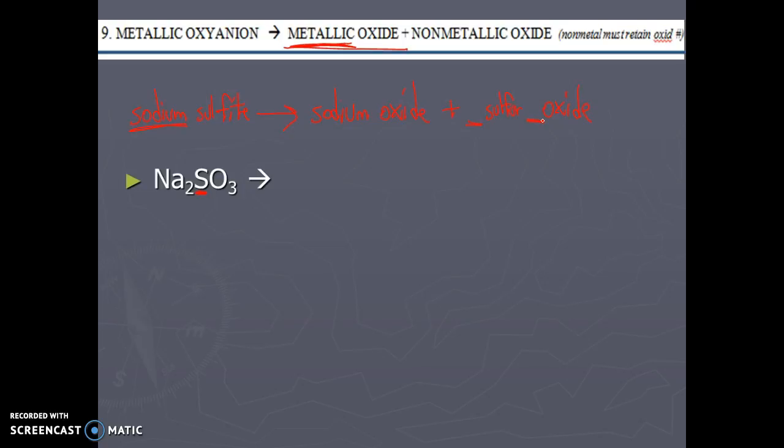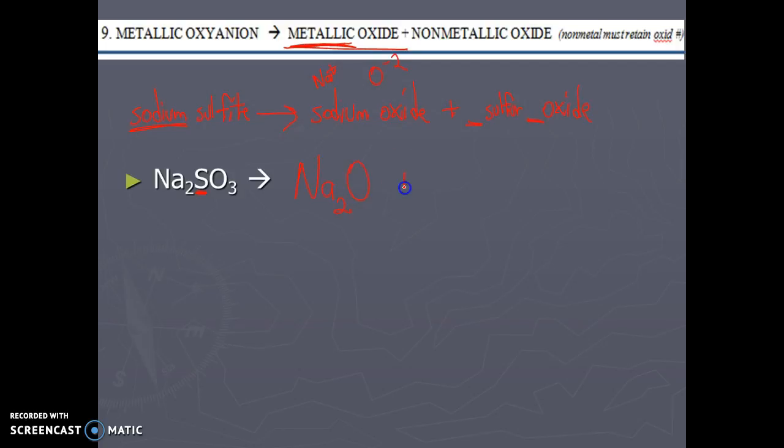So let's look at our formulas here. Okay, so sodium oxide, well, sodium is Na+1, oxide is -2, so that's ionic. So that one only has one option. It has to be Na2O. So that's my metallic oxide.